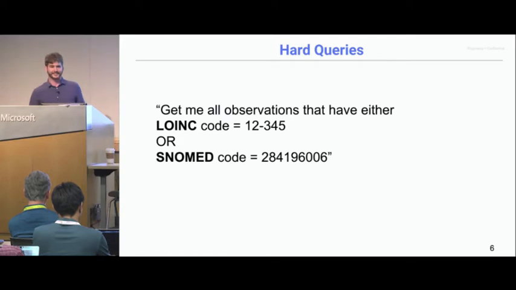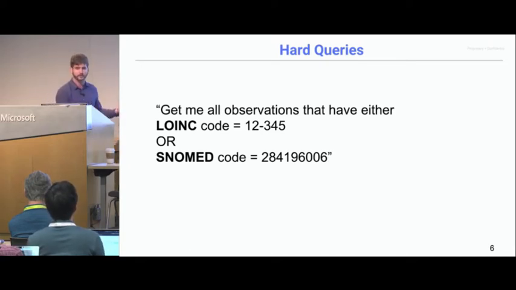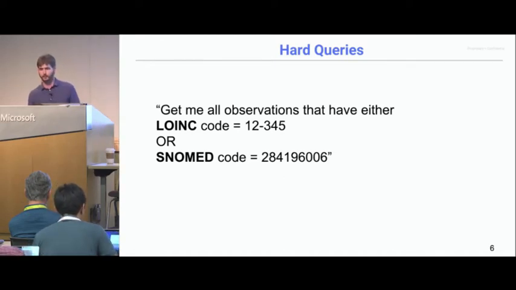But that's an easy one, and things get hard quickly. And why do things get hard quickly? Consider this as a query. Give me all the observations that have either a given LOINC code or a given SNOMED code. Conceptually, it's pretty straightforward. Seems like something you ought to be able to do. But this turns out to be very difficult.